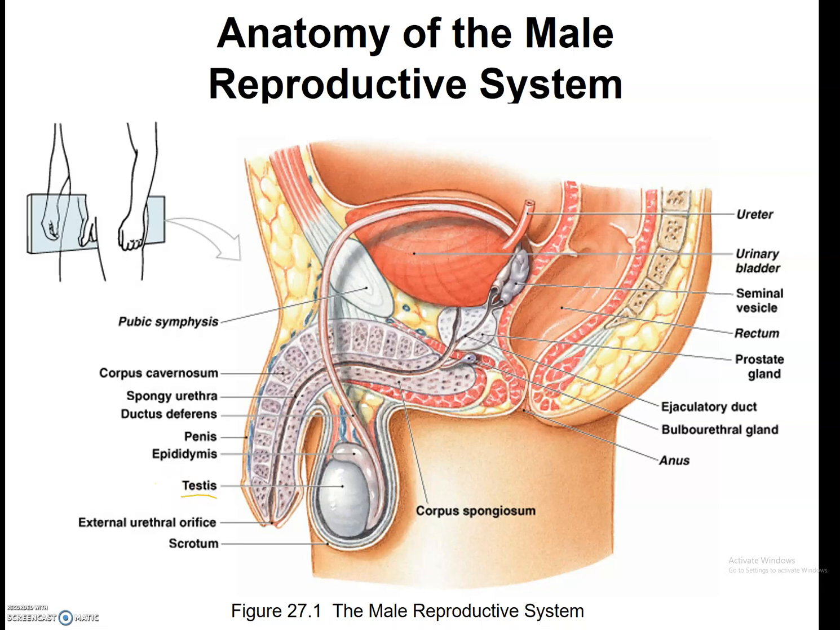The testes is the site of meiosis, where the initial spermatozoa are generated. They are stored in the epididymis, which is this region right here. The epididymis is connected to the ductus deferens.